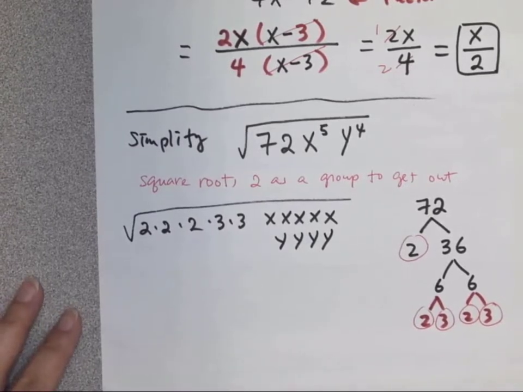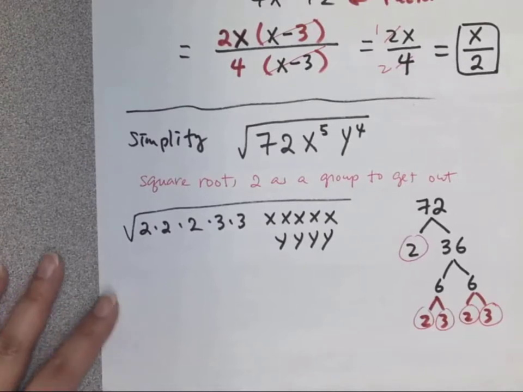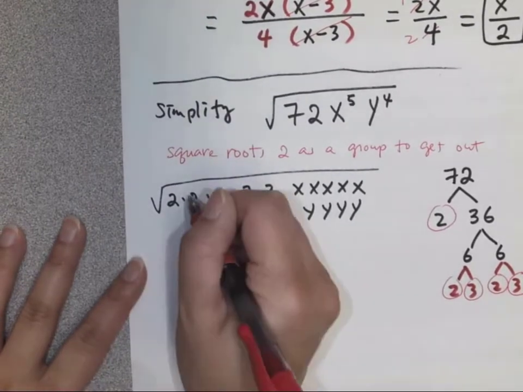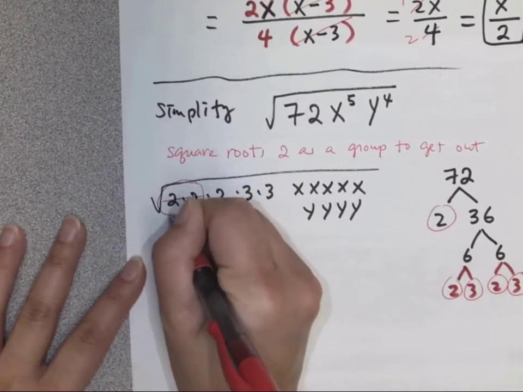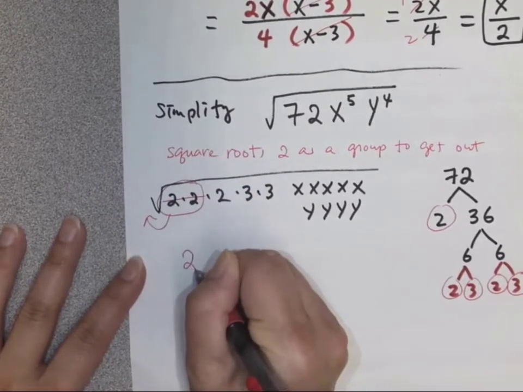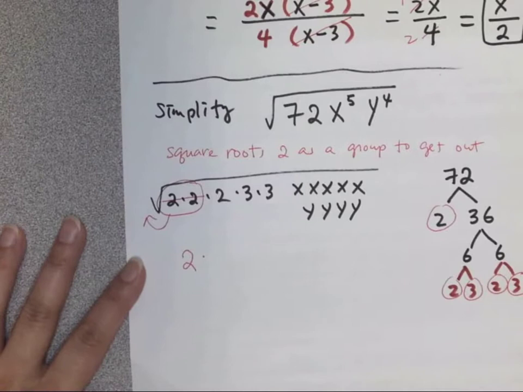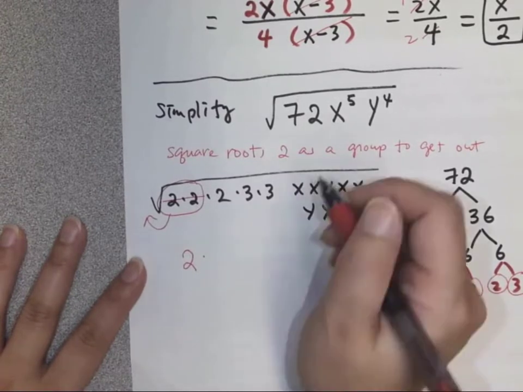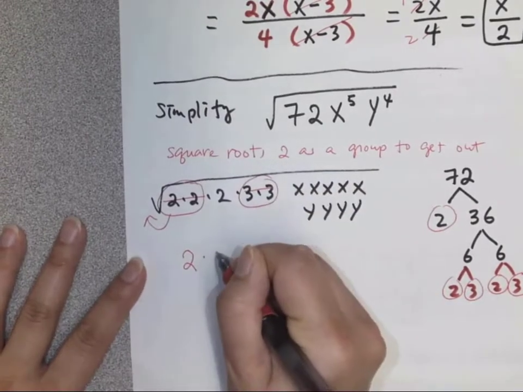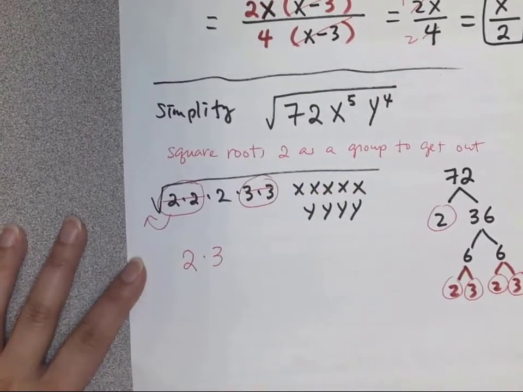Okay, how many as a group do I need? 2. 2 as a group. So I have one group of 2, right? When they get out, it comes as just 2, because you have one group, right? Okay, what else do I have? 3. One group of 3. So it gets out as just 3.